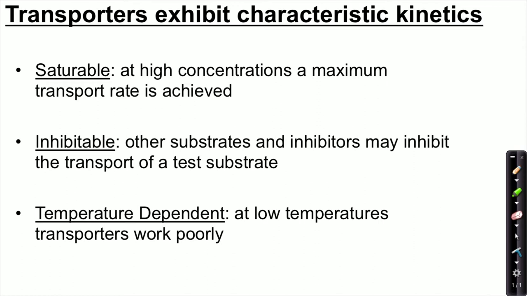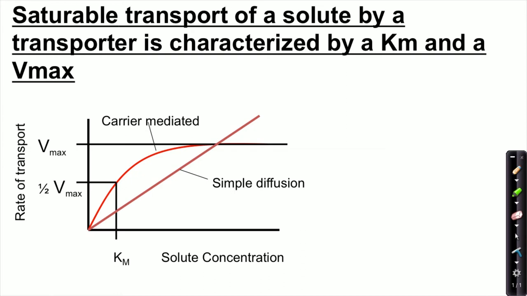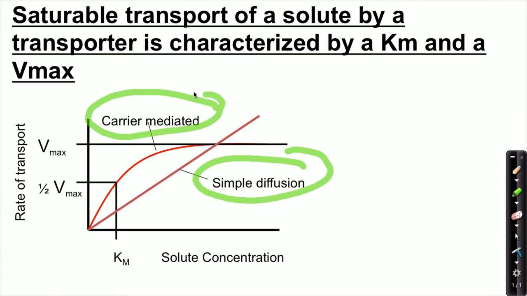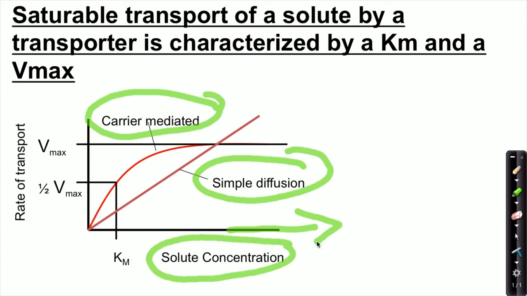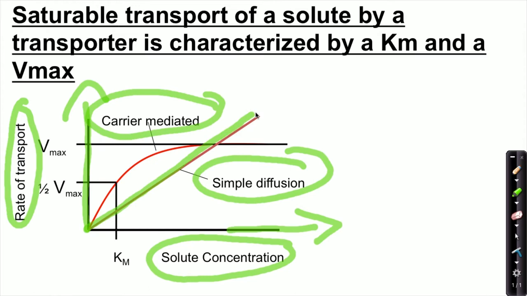So let's examine that property of saturability. What I'm showing you here is the transport kinetic properties of two molecules. One molecule is going by simple diffusion, and the other by a carrier-mediated process, or a transporter. For the molecule going by simple diffusion, we're plotting here solute concentration on the x-axis, so this is increasing concentration, and on the y-axis the rate of transport, so this is increasing rate of transport. And you can see a molecule that crosses a biological membrane by simple diffusion, its rate of transport is just plain linear. As concentration increases, the rate of transport increases.